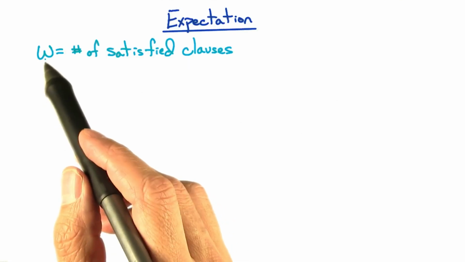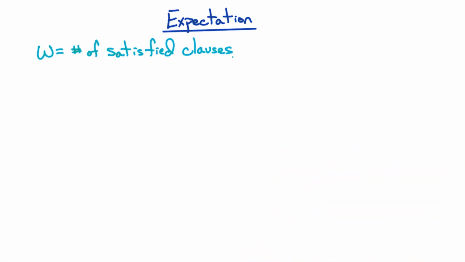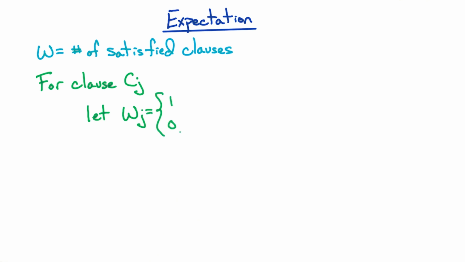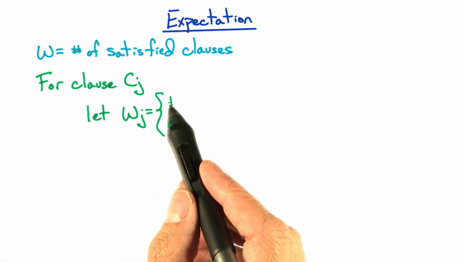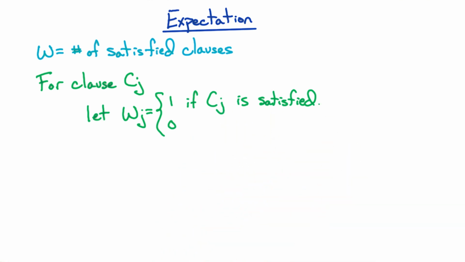Once again, capital W denotes the number of satisfied clauses for a random assignment. Each variable is assigned true or false with probability 1/2. Now we want to look at a simpler quantity. In particular, we want to look at one clause in isolation. So consider the jth clause, C sub j, and let's make a new random variable, W sub j. Now we're just talking about one clause, so either that clause is satisfied or not. Therefore, this new random variable is going to take either value 1 or 0. It takes value 1 if the clause Cj is satisfied, and it takes value 0 if it's not satisfied.